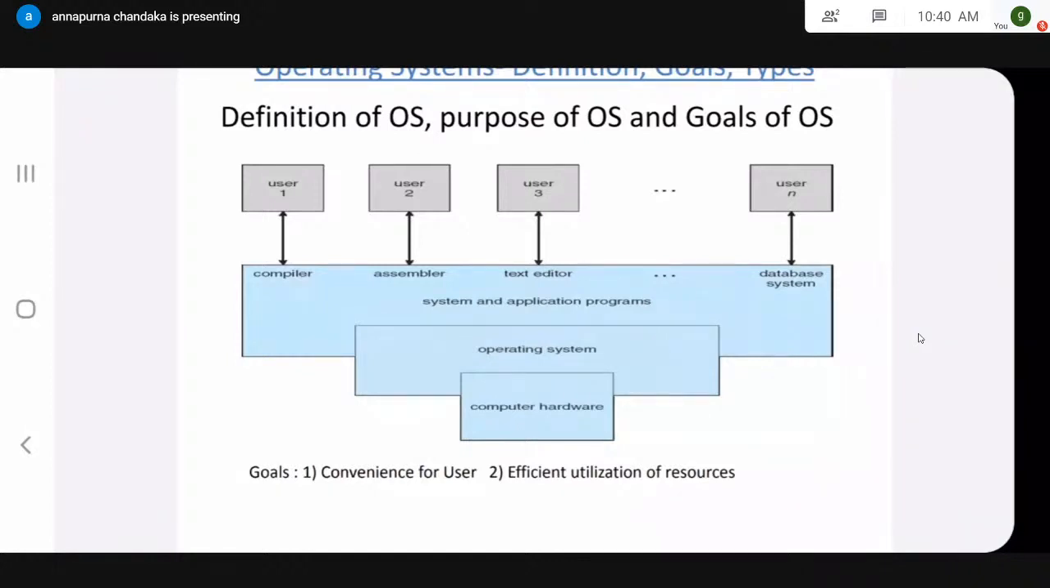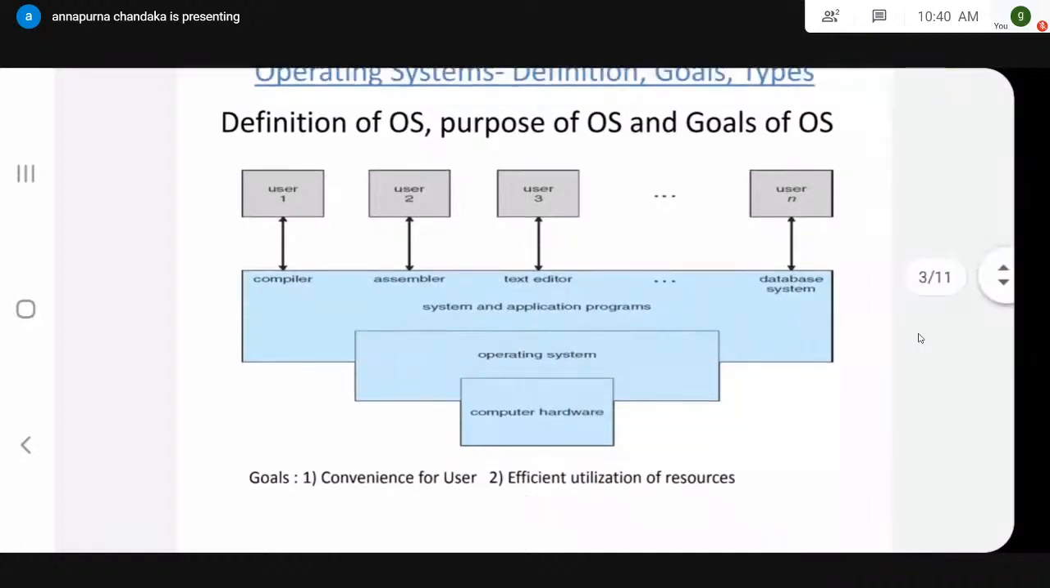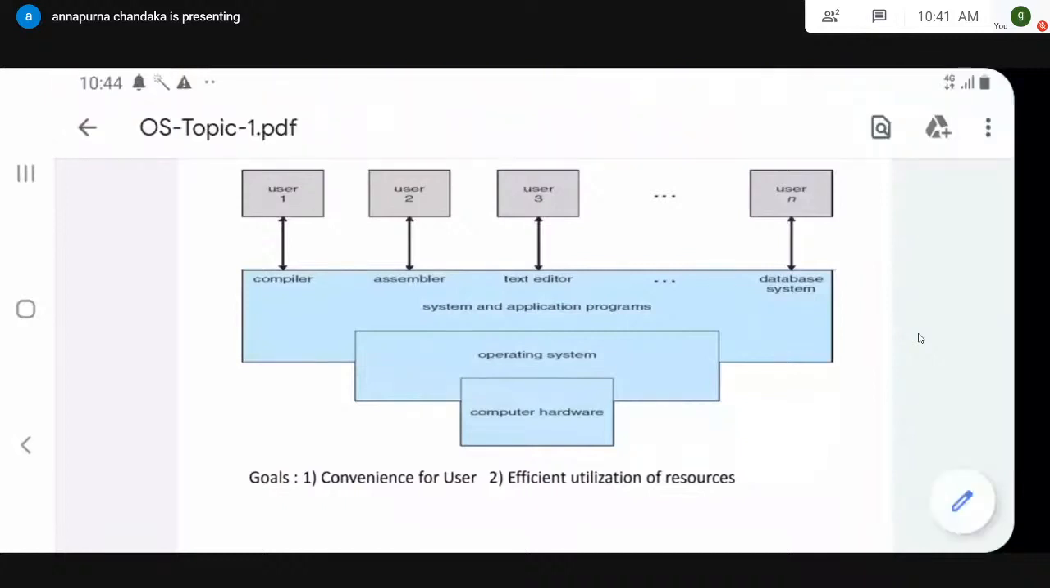Now our focus is on the operating system. Let us define what an operating system is, and look at various definitions of it. Once the topic is finished, I'll tell you what kind of questions have come in earlier GATE exams; it will be discussed at the end of every topic. So what is an operating system? The first standard definition is that an operating system acts as an interface between the user and the hardware.